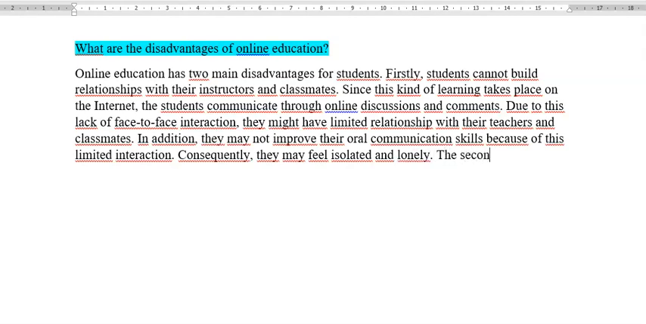So now guys, we can move on to the second disadvantage, and we can say the second negative aspect of e-learning is blah blah. So here we said there are only two disadvantages. So now let's move on to the concluding sentence.